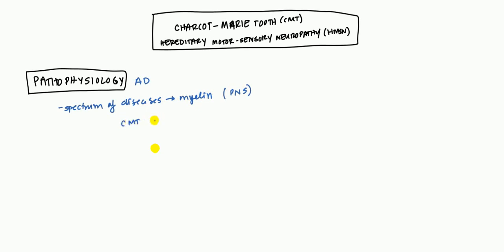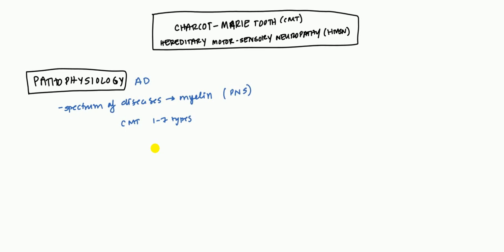Charcot Marie Tooth, CMT, has 1 to 7 different types, depending on the different types of mutations that are there. The mutations can range anywhere from the production of the myelin to expression of the myelin. So depending on which one it is, it gives you a different type.